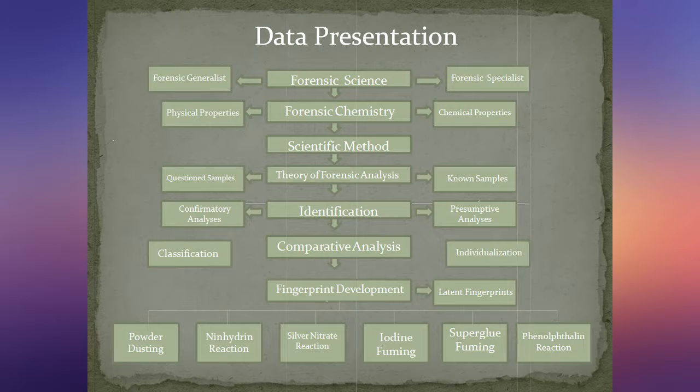Presumptive analysis is a relatively quick and inexpensive type of forensic analysis, exploiting both chemical and physical properties of an item of evidence. Confirmatory analysis is a type of forensic analysis exploiting unique chemical and physical properties of an item of evidence at the exclusion of all others.